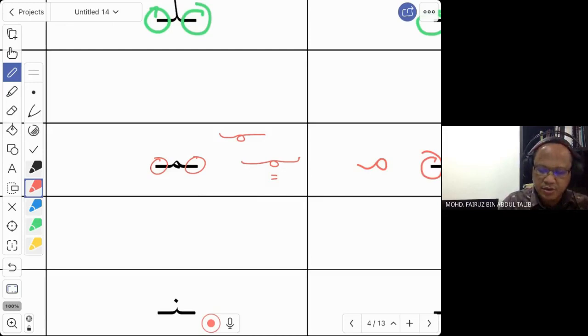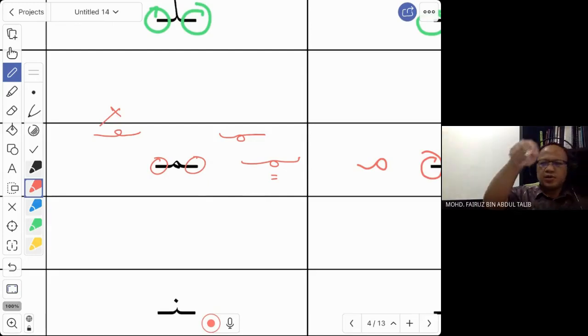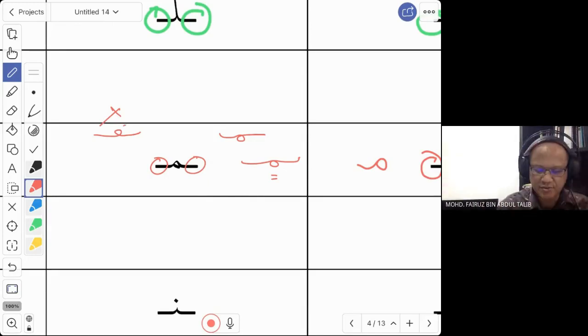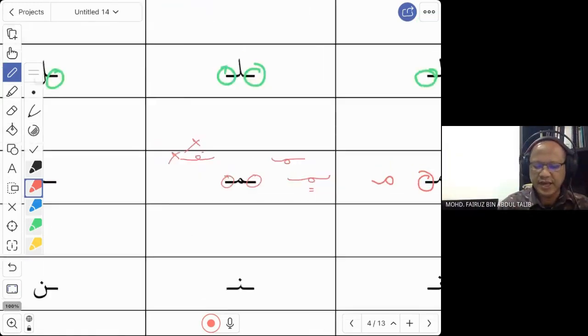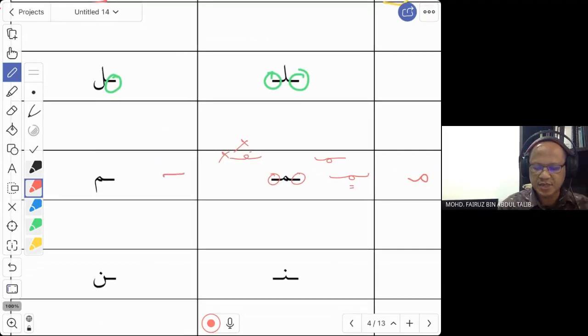Okay, don't do this. This is wrong. The circle must go down, not going up. All right, so this is wrong. That is meme, and this is the last meme. The last meme, so it will take the original shape of a meme.